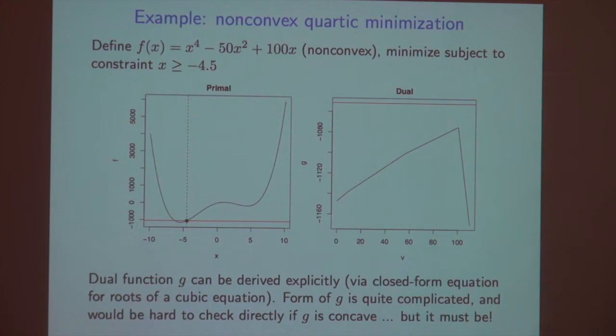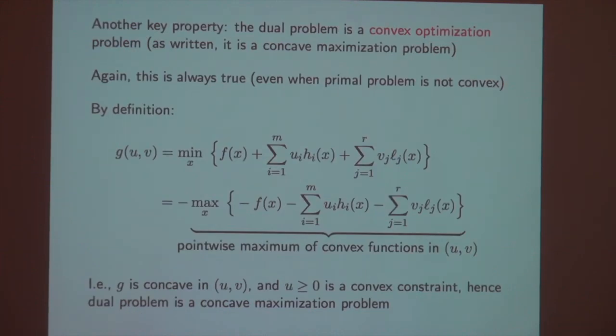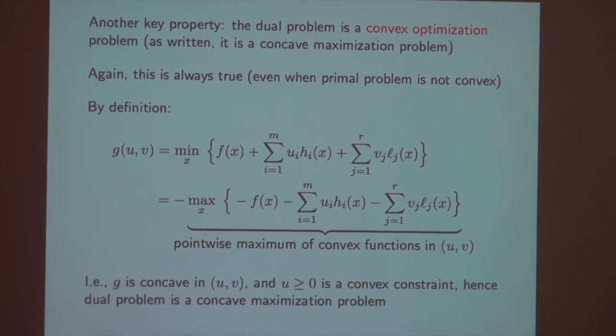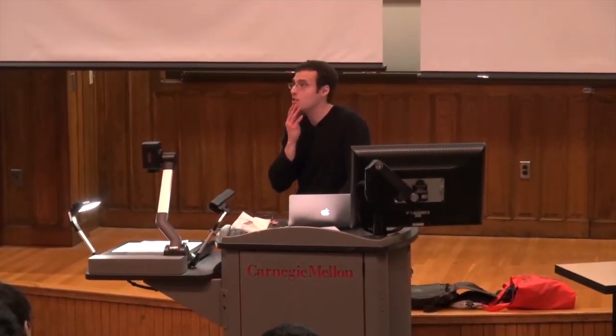Yeah? Just to be clear, so when you said G is concave in U and V, it's only concave in the domain where U is positive, right? Correct. So strictly speaking, the dual problem is a convex optimization problem, but it would be wrong to say that G is a convex function. G is a concave function, but we define its domain to be the set of all U for which U is positive and V is anything. And outside of that, we define it to be, say, minus infinity. So that function is concave. It's a good question.